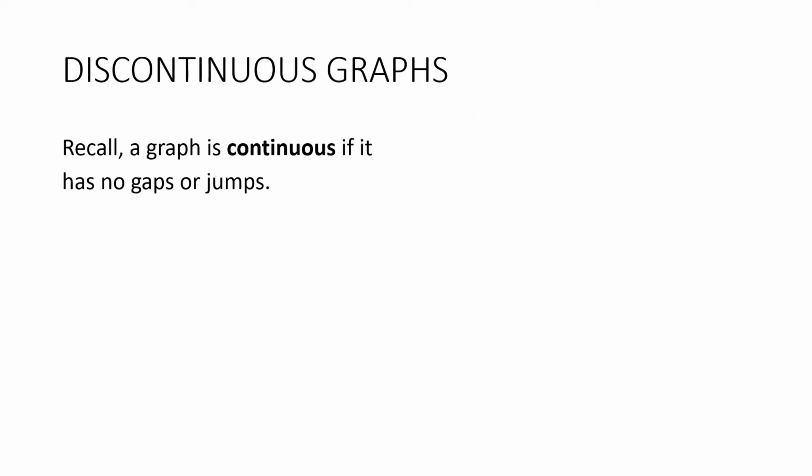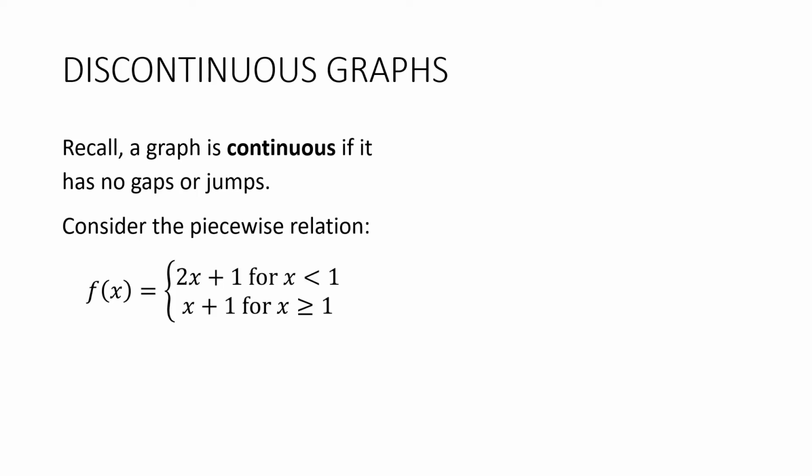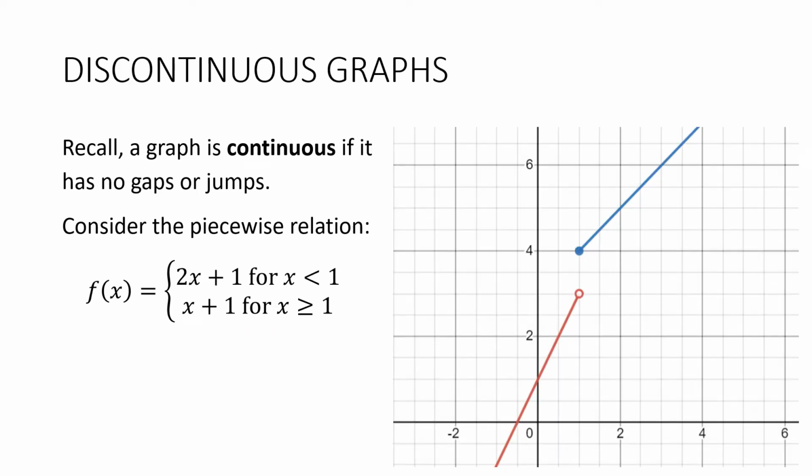Now remember back when we were learning about functions, we talked about continuous graphs. A graph is continuous if it has no gaps or jumps. So let's consider this piecewise relation. F of x is equal to 2x plus 1 when x is less than 1, and x plus 1 when x is greater than or equal to 1. And if we graph it, it looks like this. So is this a continuous graph? No, it has a jump in it.